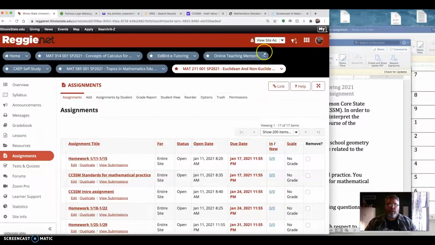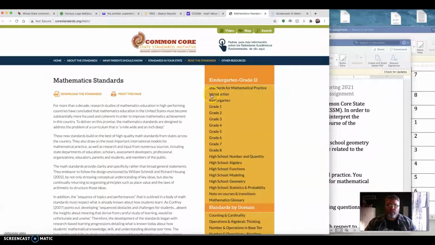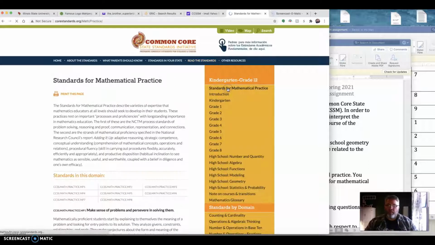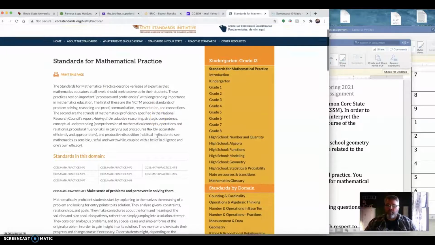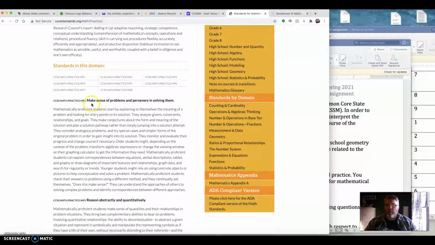So I have searched the standards, and if you see here, I just searched CCSSM, and this is what comes up first. And for your first assignment, you're going to click right here, Standards for Mathematical Practice, and here they are. And you can read through it. Notice here's the first one: make sense of problems and persevere in solving them. So you're going to read this paragraph and you're going to be able to summarize it in 2 sentences.